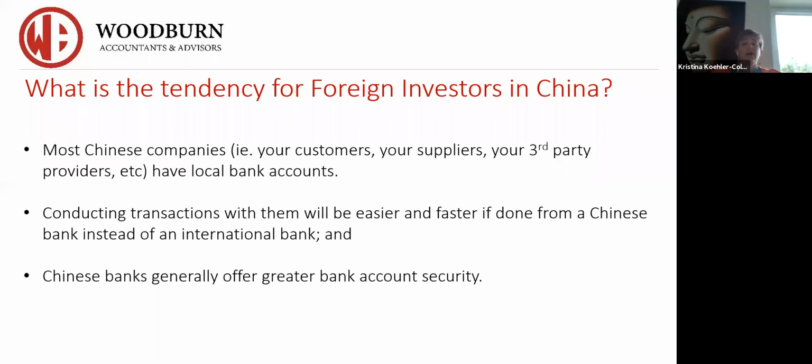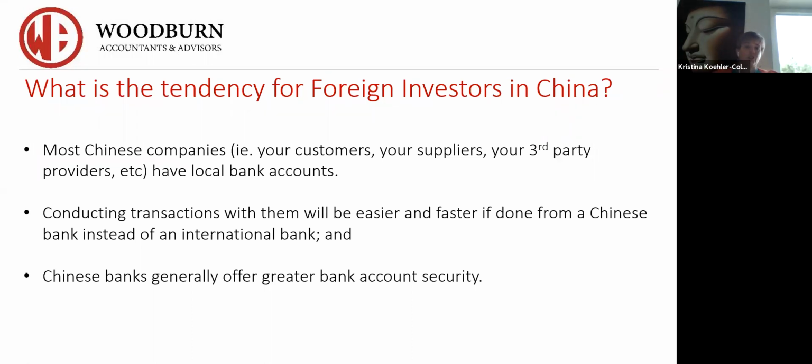Chinese banks generally, I mean, I'm going to just touch a little bit on the last point. Chinese banks generally offer greater bank account security. I say this to give people a sense of calm, because their first thought is, oh, well, if we operate with a Chinese bank, then you know the whole thing with the new security law in Hong Kong, they can gain access to all of our information. Well, the government can gain access to any of your information, whether it's with the government, whether it's with your bank account, regardless if you're working with an international bank or a local bank.